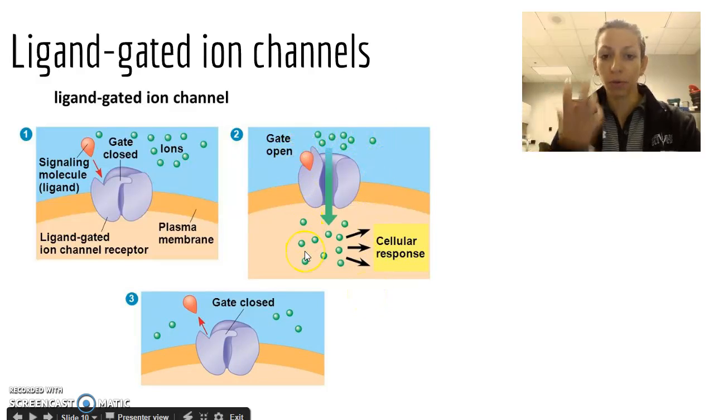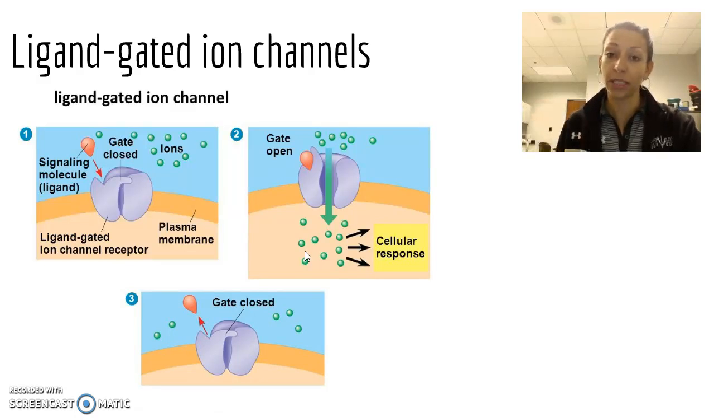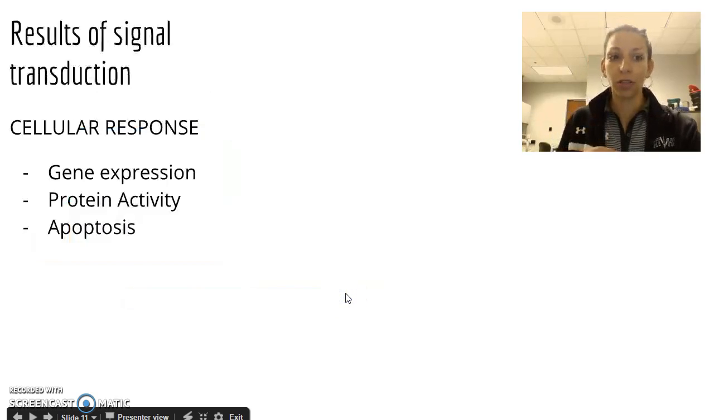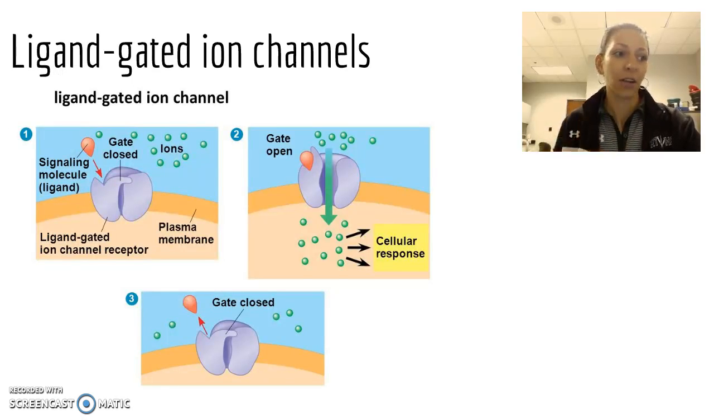Once the gate or the protein opens, these ions can flow through a cell membrane and move freely into a cell, which is going to change the concentration of ions in the cell and then trigger some sort of cellular response because there is a different concentration of ions inside or outside of the cell. Again, transduction is going to occur when we have reception of a signal and then our cellular response.